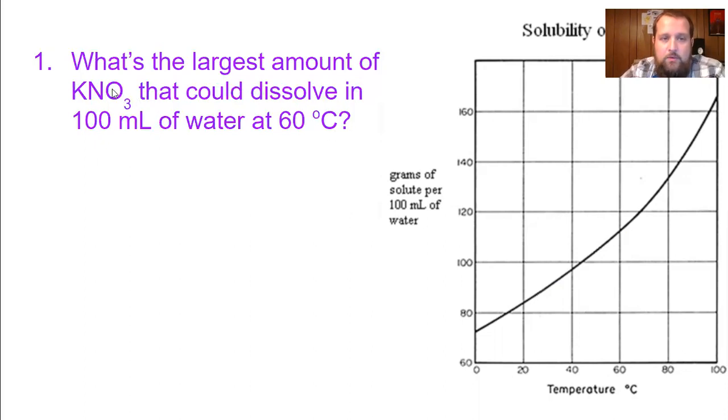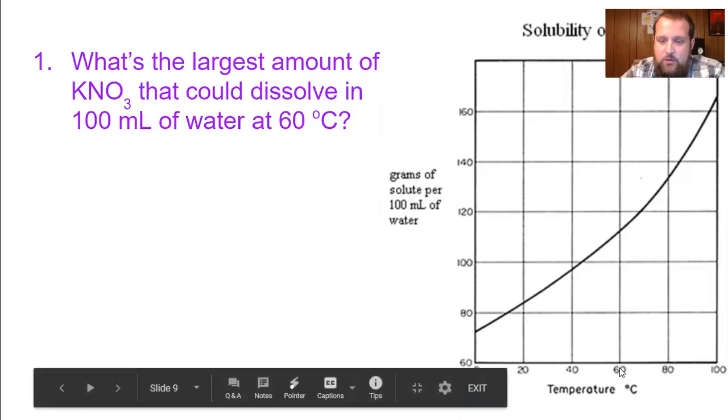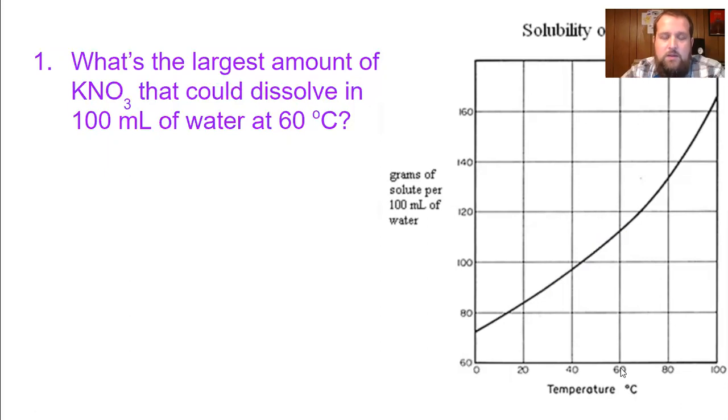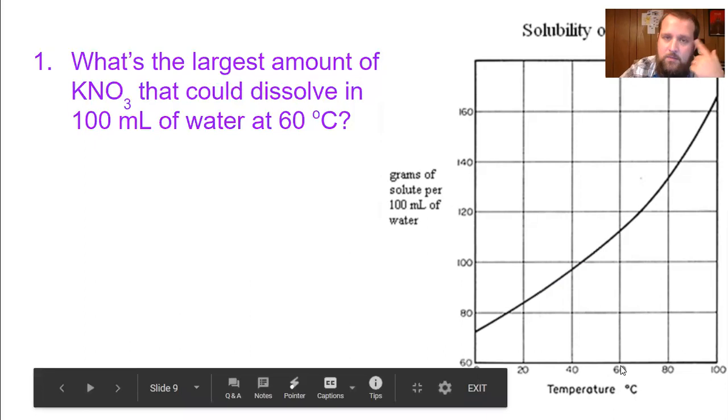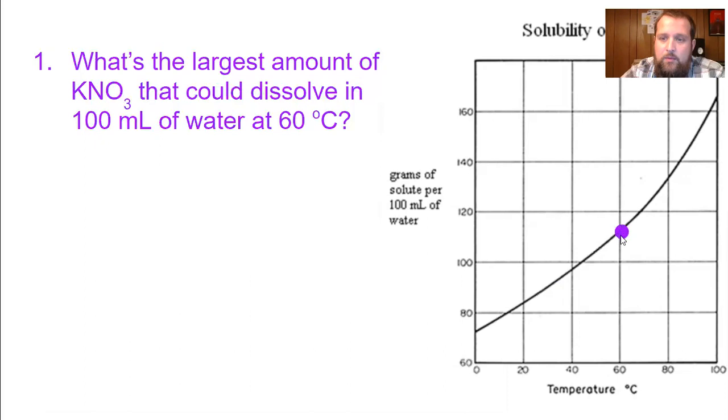So the way I would do that is I would find 60 degrees, and then it says, what's the largest amount that can dissolve? To me, that's code for, oh, that's when it's saturated. Saturated means the most that can dissolve, it's full. So I would go up to the line, and I'd be right here. How many grams is that? I'm going to have to estimate. To me, it looks just a little above halfway. Halfway would be 110, so something like 112. And as long as you're within a couple, you would get credit for that.